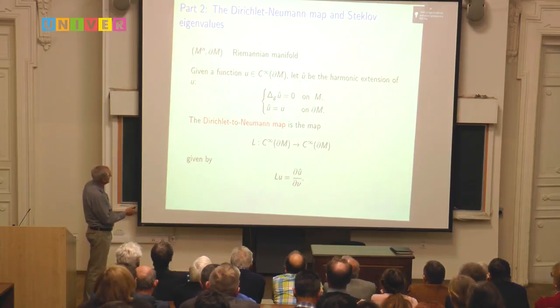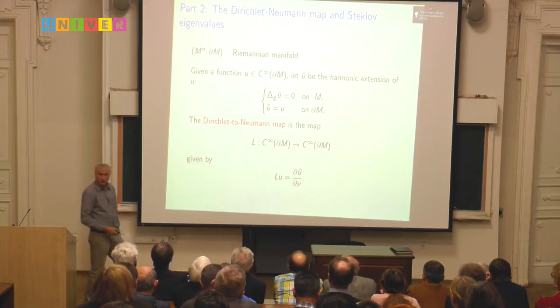This is called u-hat, I'll denote, as the harmonic extension. So we can uniquely solve the Dirichlet problem. We look for a harmonic function inside which agrees with u on the boundary.